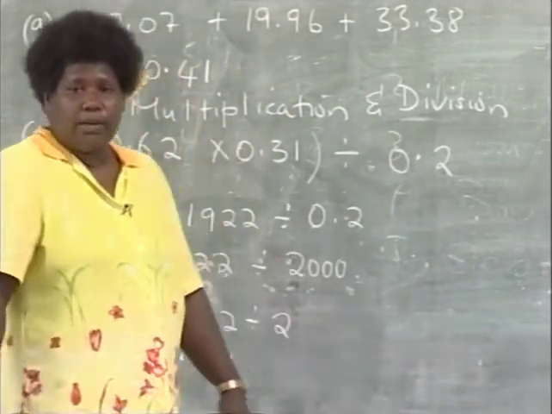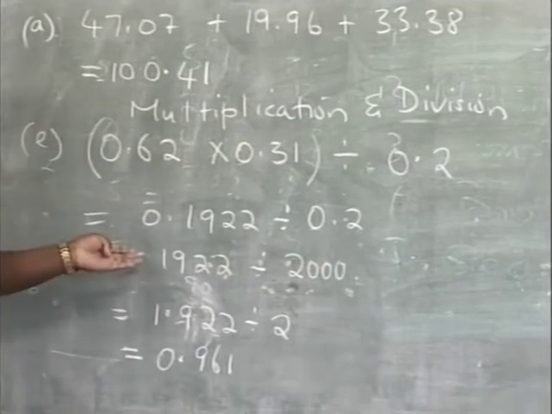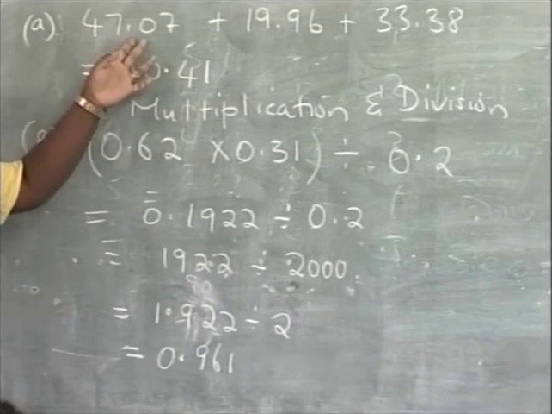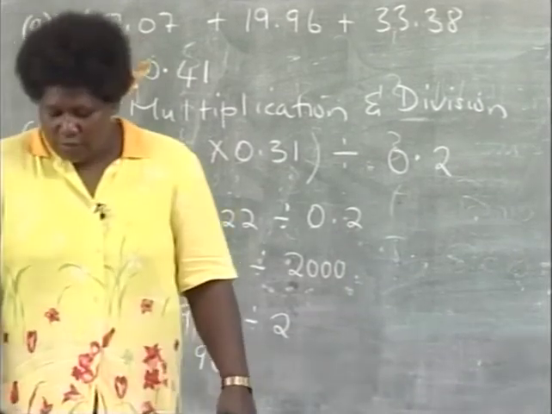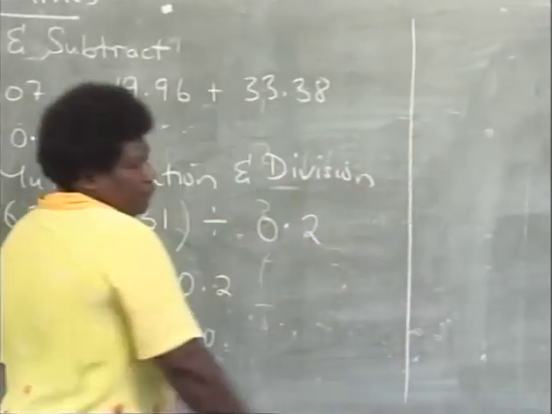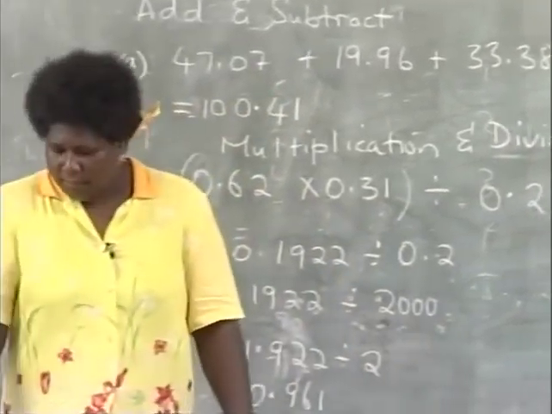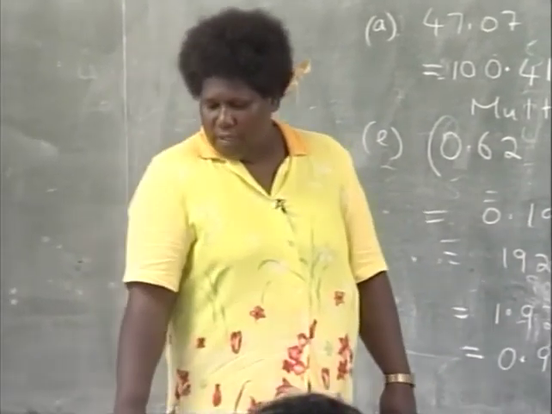Okay, and that's what you basically do when you multiply and divide decimals and when you add and subtract decimals. Okay, you have to try and complete this exercise quickly because it won't take long. A, B, C, D, E, F, G, H, I.